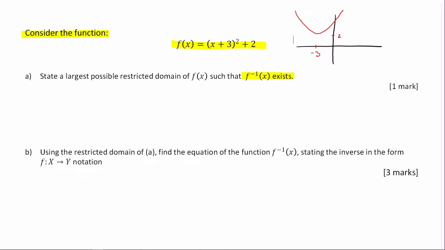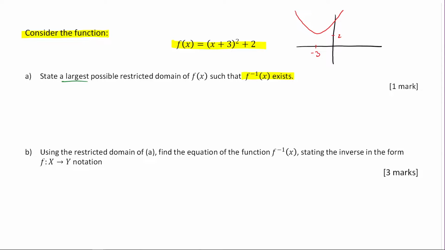Now, as it currently exists, I would not have an inverse function for this function, because it doesn't pass the one-to-one test, or the horizontal line test, therefore it is not one-to-one. I therefore need to state a largest possible restricted domain of f(x) such that it is one-to-one, because if it is one-to-one, then the inverse will exist. In order for it to be the largest possible, I'm going to have to restrict it from the turning point.